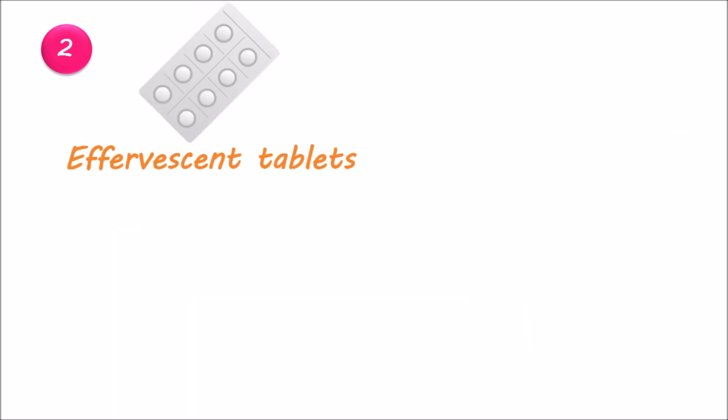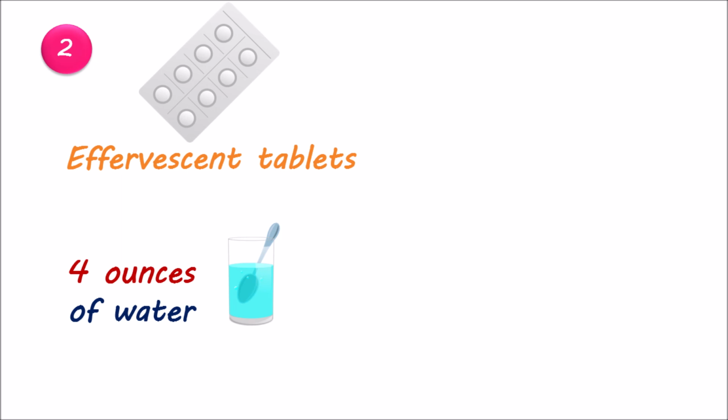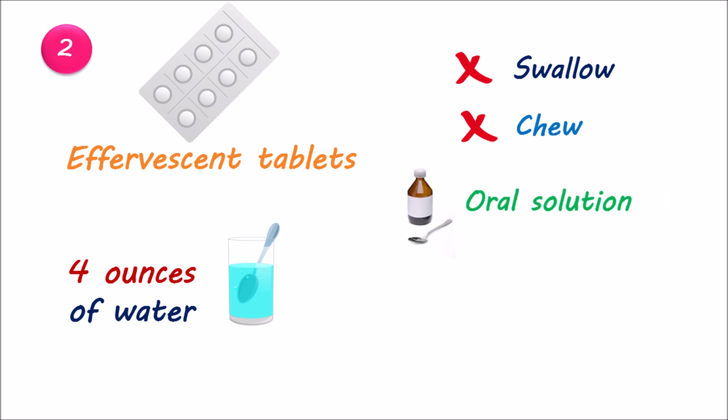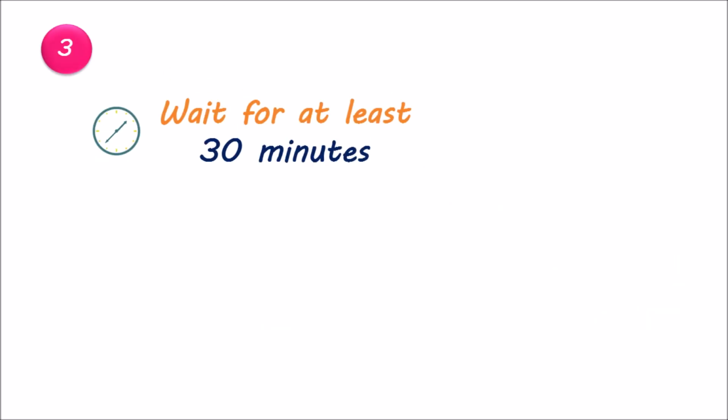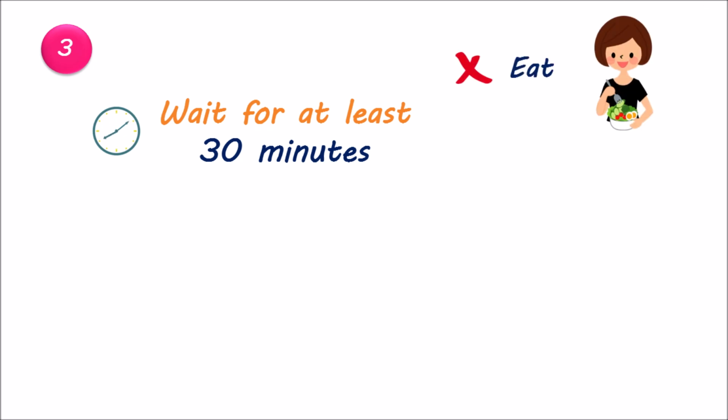If you are taking an effervescent tablet, it can be mixed with at least 4 ounces of water for complete dissolution. Afterwards, you can drink the solution. However, don't swallow or chew the tablet. This may cause damage to your mouth or esophagus. If you are using an oral solution of alendronate, then take it with at least 2 ounces of plain water. Third, you should wait for at least 30 minutes after taking alendronate and not eat any sort of food or beverage within 30 minutes.